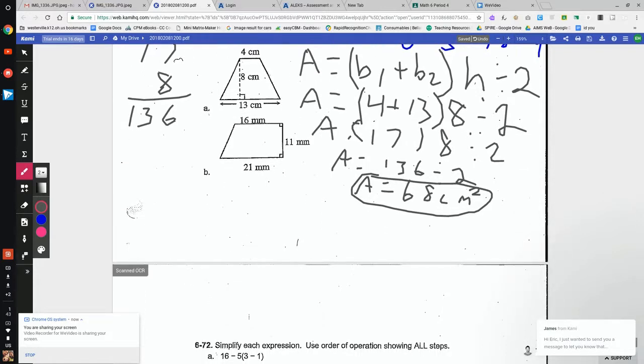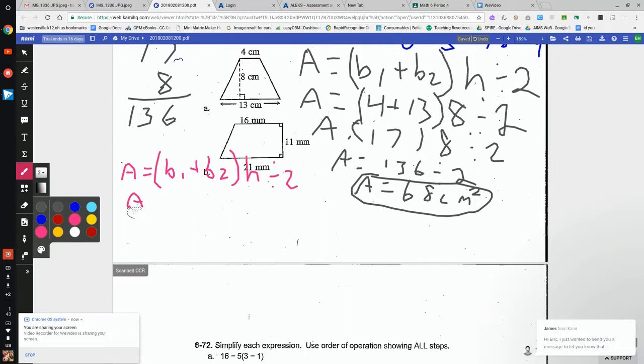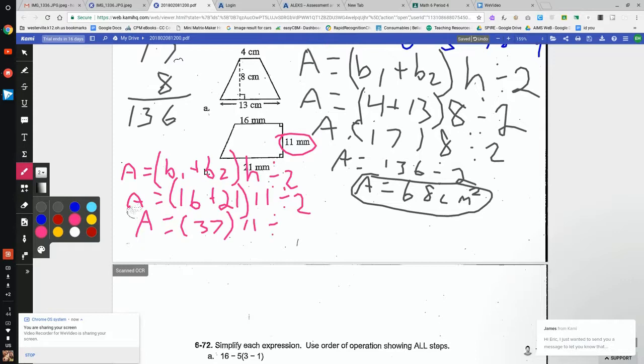Looking at B, we have two bases. Again, we got to do our formula. Area equals base 1 plus base 2 times the height divided by 2. Area equals, we'll go 16 plus 21. The height is 11 divided by 2. So area equals 16 plus 21, which is 37, times 11 divided by 2.